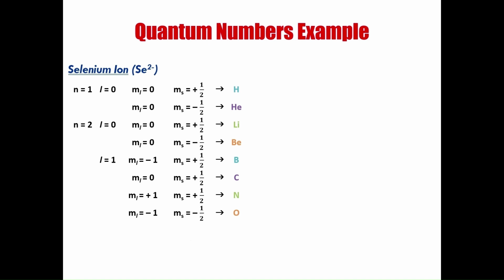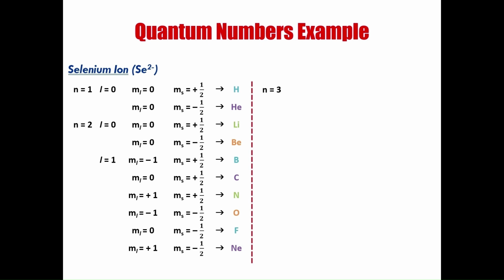And I'm now going to continue with ML equals 0 and MS negative 1/2. I now have fluorine and the last p orbital, and I have neon. At this point, we've concluded with the second energy level. Now we need to move on to the third energy level. So n equals 3. Remember, we're done with the second energy level because we've filled the s orbital and we've filled the p orbitals. Okay, what you can see here is I've half filled the first 3 and I've paired them again with their negative spin.